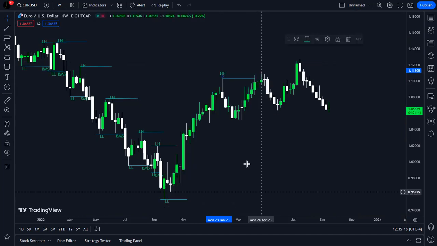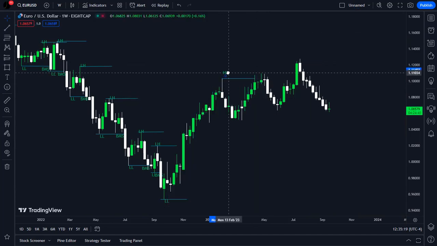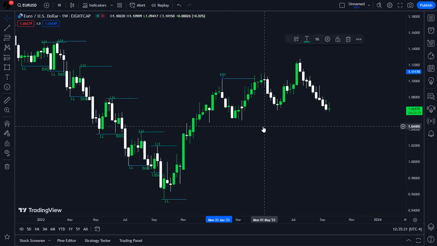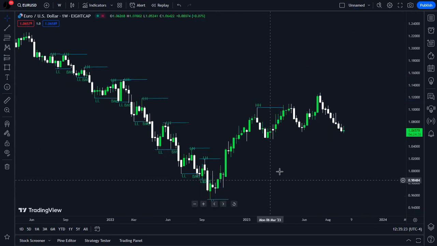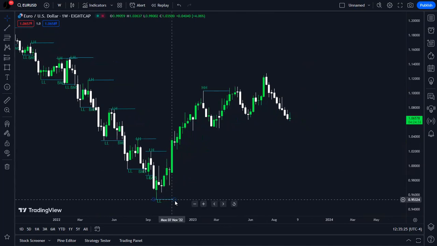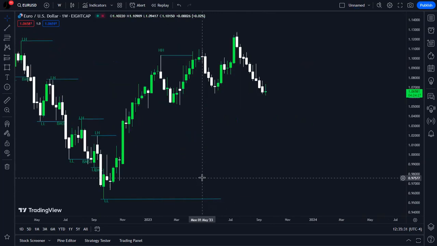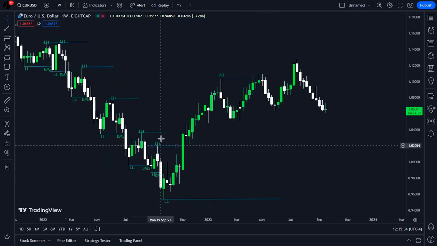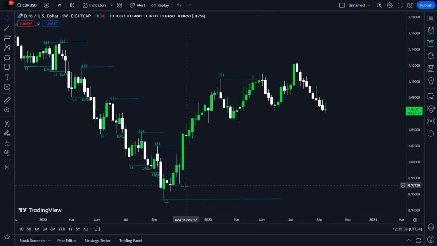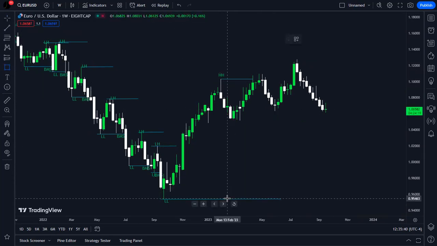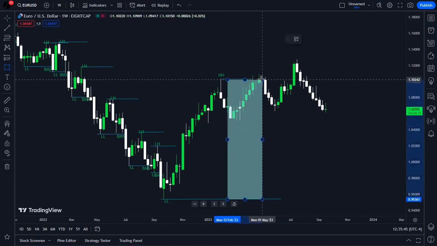So our dealing range is between this lowest low down here and the new high which has been formed after breaking above the previous lower high. This high. So our current dealing range is between this lowest low and this high. This is the dealing range.